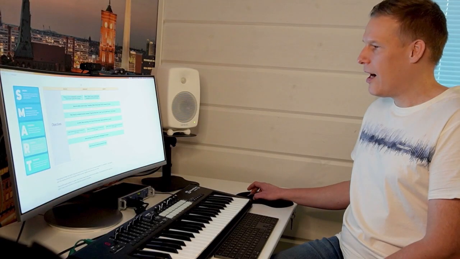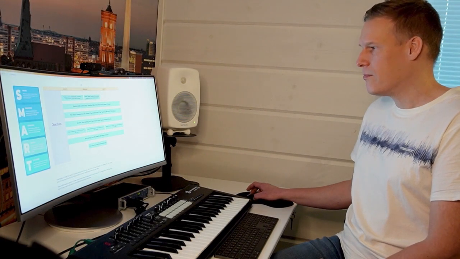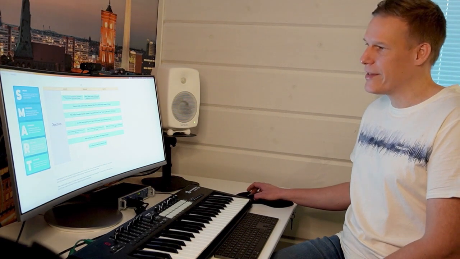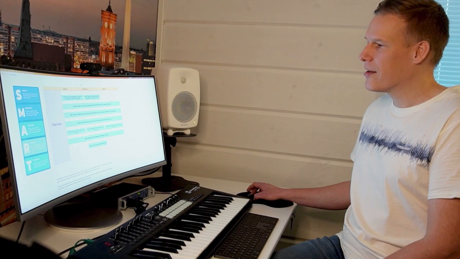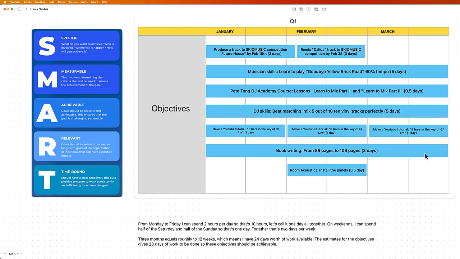And then I have been writing a book about what I'm thinking about my music making and building this DJ thing. For that book writing, I'm thinking that adding 20 pages more would be a feasible objective. And finally, I have a little room acoustics improvement project where I'm planning to install acoustic panels.